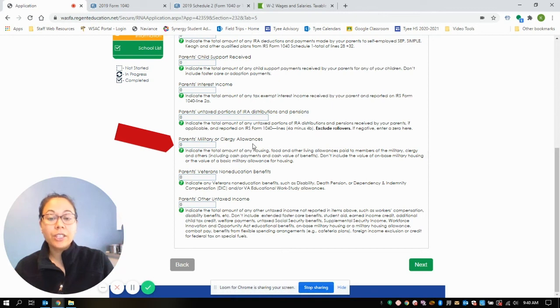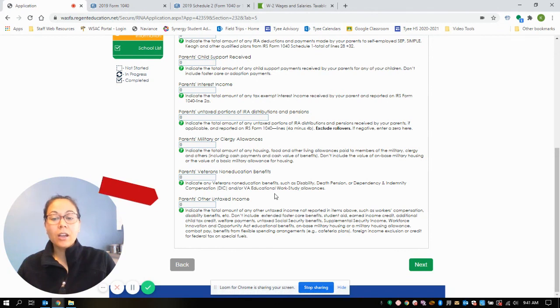Parents' military or clergy allowances. So this is the value of things like housing that has been paid for by either the military or by a church on your parents' behalf. And then parents of veterans, non-educational benefits. So again, this is for parents who have served in the U.S. military. If neither parent has, then you can put that as 0. And then other untaxed income. So that could include things like workers' compensation, disability benefits, and you would put that here, but if not, keep that as 0.